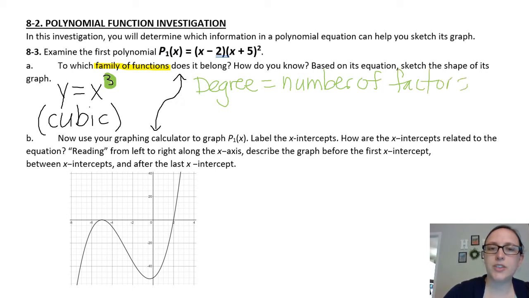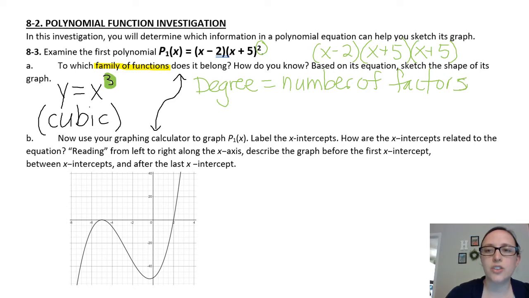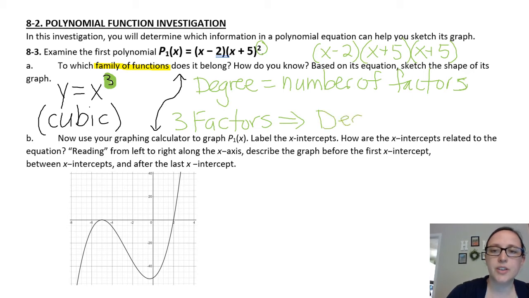You might be thinking to yourself, there's only 2 factors in there. Why are you saying that there are 3? Because this counts as 2. I could write this out as x minus 2 times x plus 5 twice. That's what a square means. You're multiplying it times itself. So there are 3 factors. It's just that one of the factors is the same thing. So since this one has 3 factors, that means that we have a degree of 3.